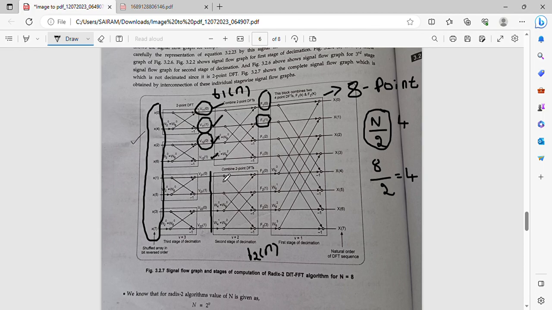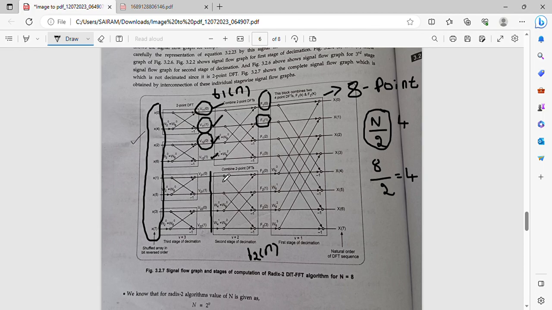After you do the 2-point DFT process and get an output, that output is given as an input to the 4-point DFT. The output from the 4-point DFT is given as input to the 8-point DFT. So the output that you get from the 8-point DFT will be in sequential order without fail, right?